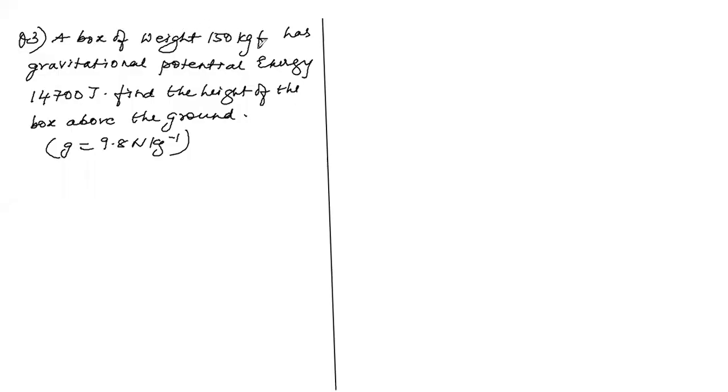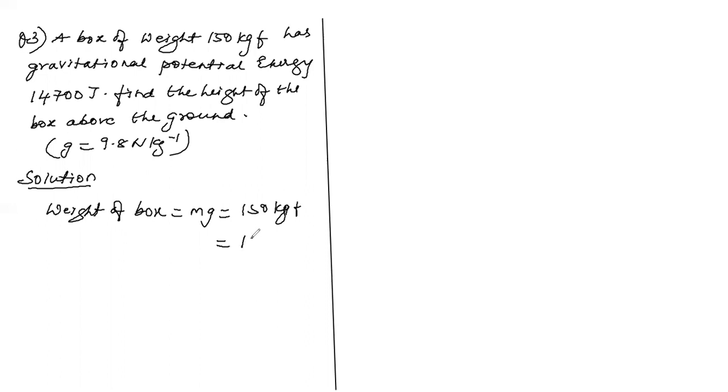A box of weight 150 kg has gravitational potential energy 14,700 joules. Find the height of the box above the ground. So first thing, again, I told you, children, better write everything in notation form. Weight of the box is given as mg. Actually, it is given as 150 kgf, okay? I told you 150 kgf is a gravitational unit, but we would like to have it in SI unit. So weight in newtons is 150 into 9.8, the value of g they give.